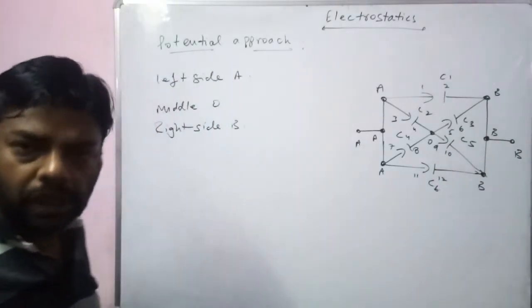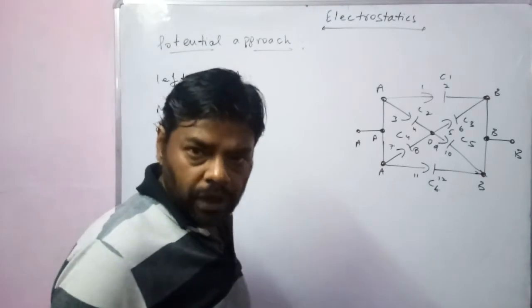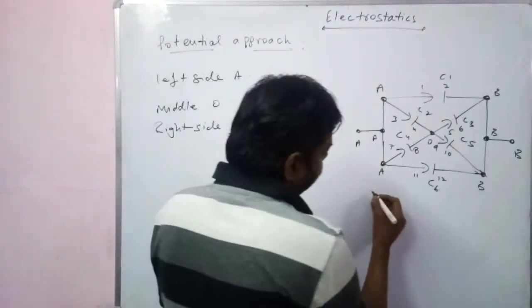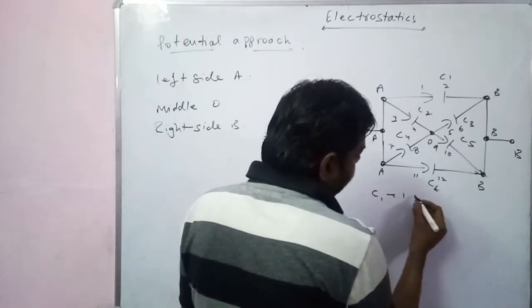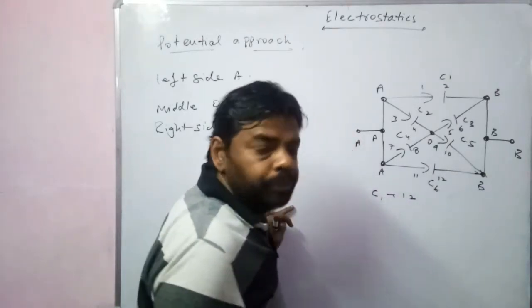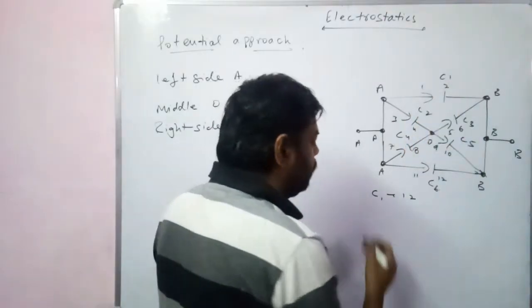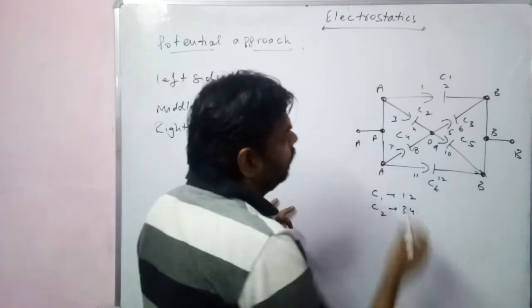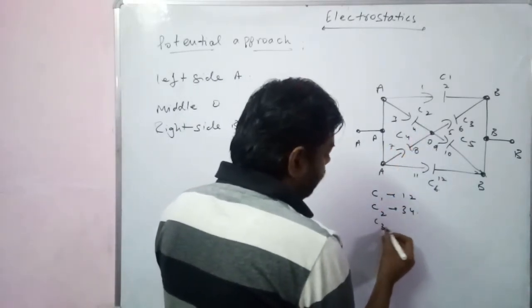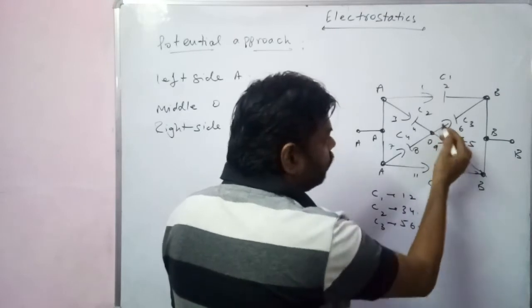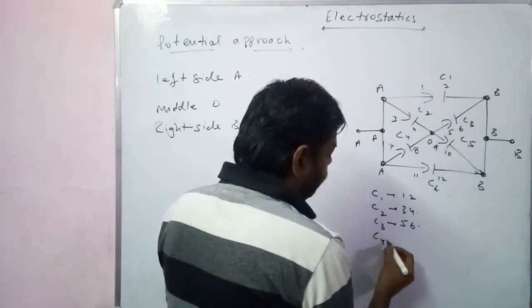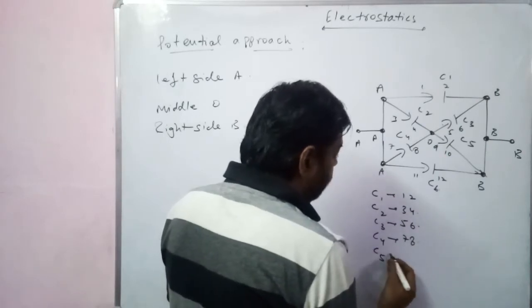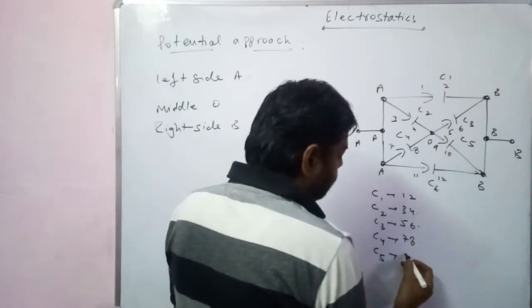Now, what do you have to do? You have to just name the capacitors. The capacitor C1 is, say, plates 1 and 2. The capacitor C2 is plates 3 and 4. The capacitor C3 is plates 5 and 6. The capacitor C4 is 7, 8. The capacitor C5 is, say, 9, 10.